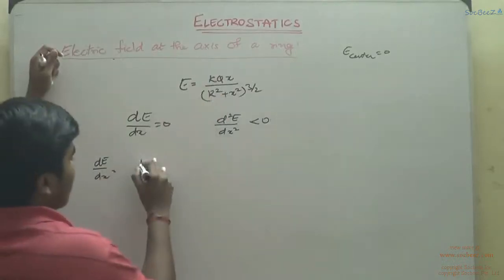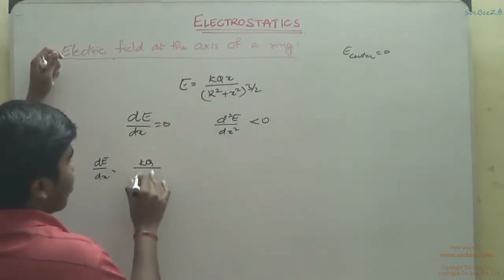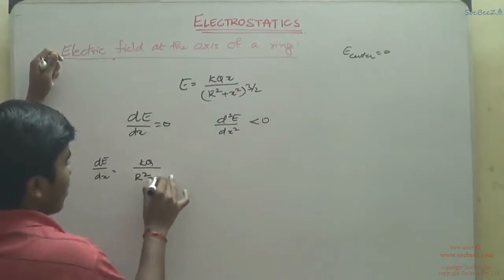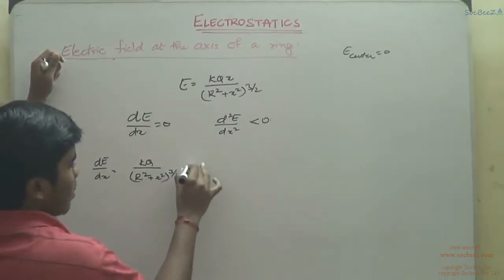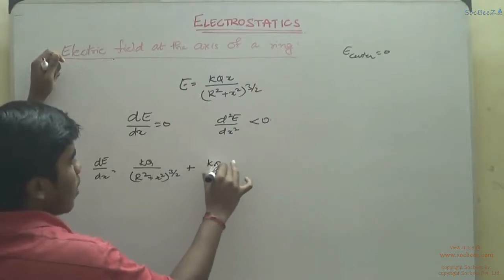First take, it will be kq by r square plus x square power 3 by 2 plus kqx.